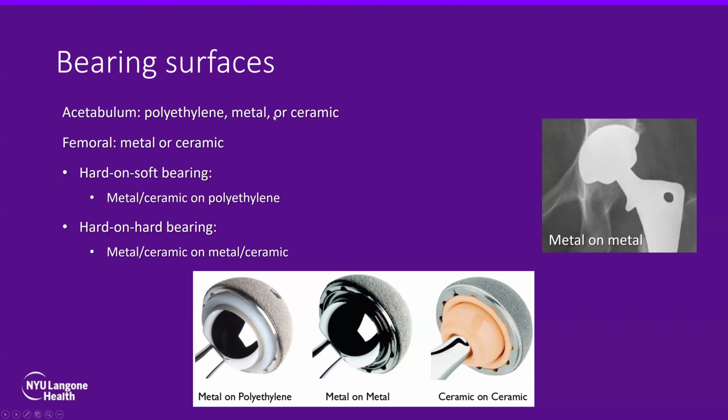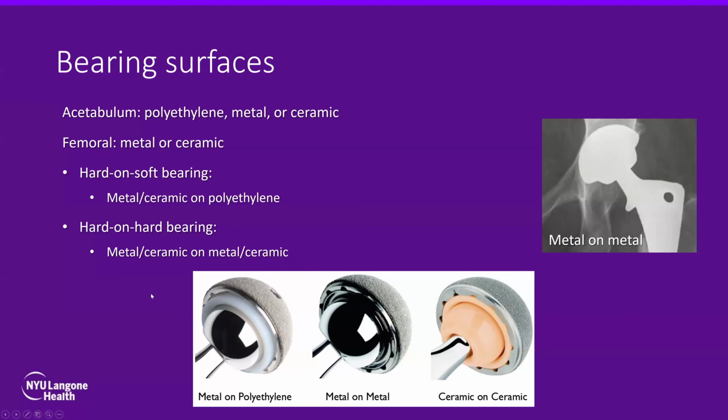So you can basically pick any two permutations. You can have metal on metal, ceramic on metal, ceramic on ceramic, ceramic on polyethylene. It really depends on the vendor that your surgeon uses. But you may hear terms like hard and soft. In general, metal and ceramic are hard and polyethylene is soft. So whenever you have metal or ceramic on polyethylene, this is hard and soft. If you have metal or ceramic on metal or ceramic, then this is hard and hard.